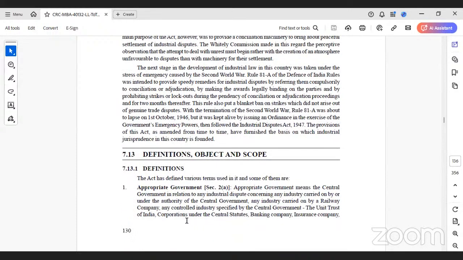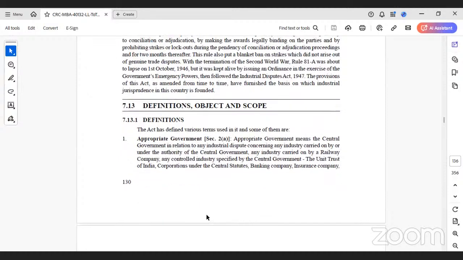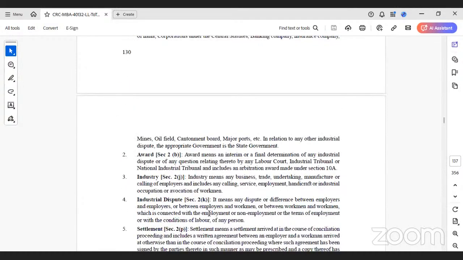So here, coming to the definitions of the Act, again, the appropriate government means the central government in relation to any industrial dispute concerning any industry carried on by or under the authority of the central government, or it can be the central and state, or it can be the state government alone. Award means an interim or a final determination of any industrial dispute, where you try to give a verdict, okay? And then you have the industry. It is any business, a place where any business or trade or manufacturing process takes place. Industrial dispute is nothing but any dispute or difference between employers and employers, or between employers and workmen, or between workmen and workmen.